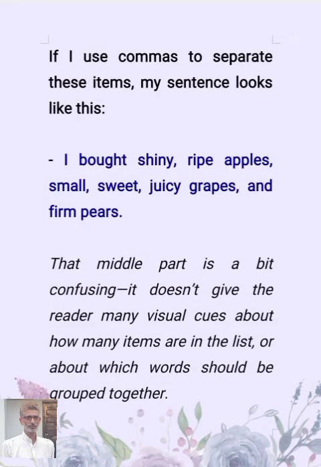Friends, if I use commas to separate these items, my sentence looks like: I bought shiny, ripe apples, small, sweet, juicy grapes, and firm pears. The nouns and the adjectives all are separated by commas. And that middle part is a bit confusing. It doesn't give the reader many visual cues about how many items are there in the list, or about which words should be grouped together.